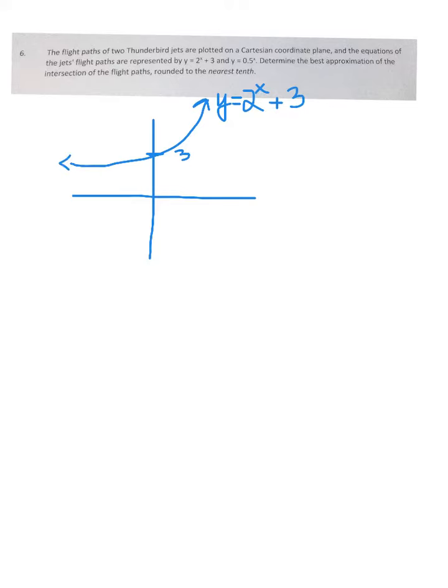All right, so then after that, I would do the same thing. I go into my y2, and I would plot y equals 0.5 to the x. Okay, so when you plot y equals 0.5 to the x, it looks something like that. So this is y equals 0.5 to the x. Okay, so we basically want to determine the best approximation of the intersection of the flight paths. So you're going to do second calc, intersect. So we want to find this point right here.